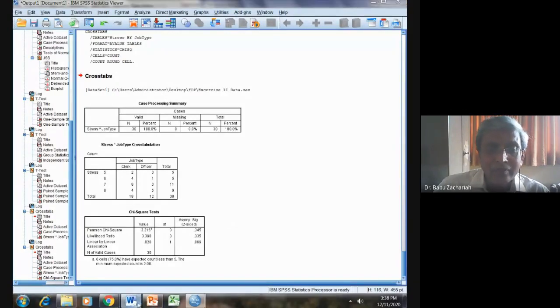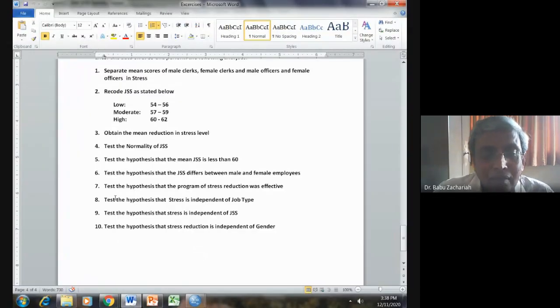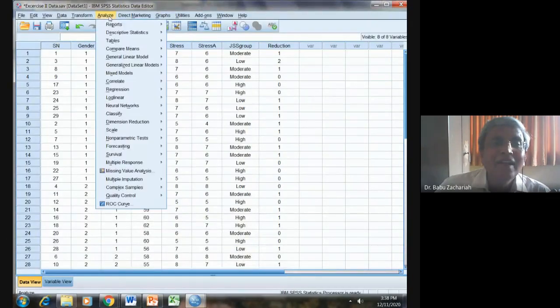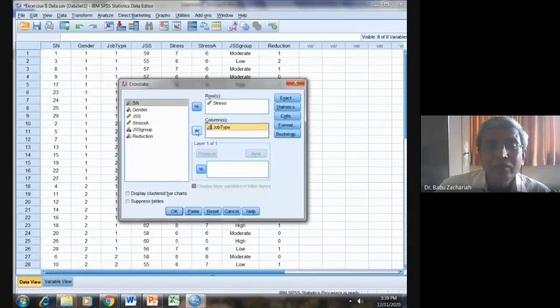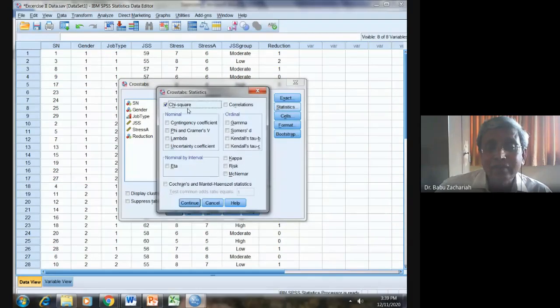And the next question, does the hypothesis hold that stress is independent of job satisfaction score? Come here, analyze, descriptive statistics and cross tab. Stress is independent of job satisfaction group. So we will use job satisfaction group. That is why we created that. This is already selected, chi-square.